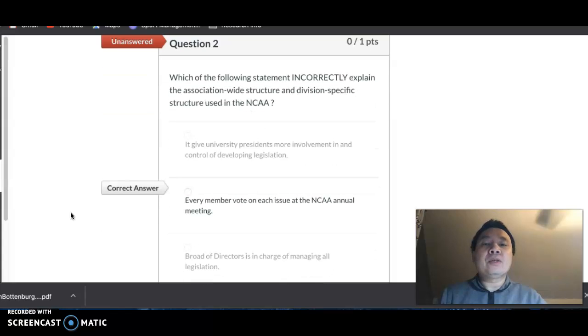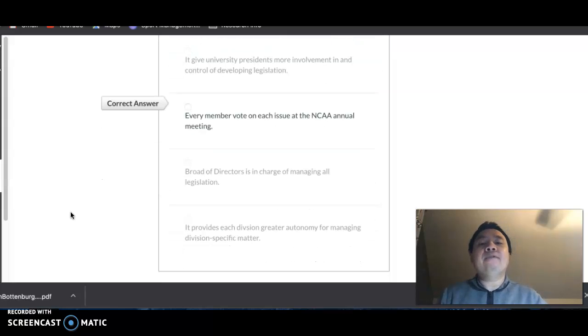Question number 2. Which of the following statements incorrectly explain the association-wide structures and division-specific structures used in the NCAA? The answer is every member's vote on each issue at the NCAA annual meetings. We talked about before that the NCAA classifies all the institutions into 3 different divisions. So in the past, before 1973, at their annual meetings, every institution actually had 1 vote on all the issues they would discuss and talk about.